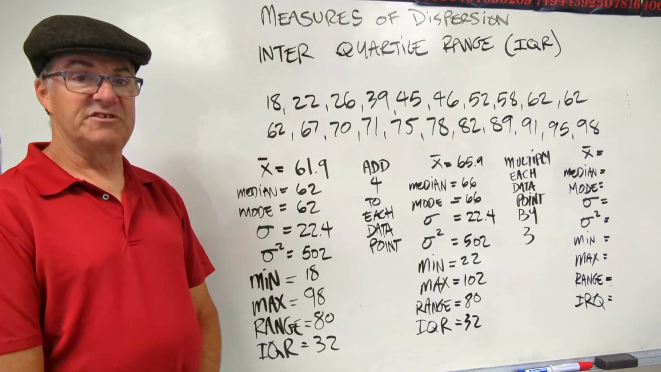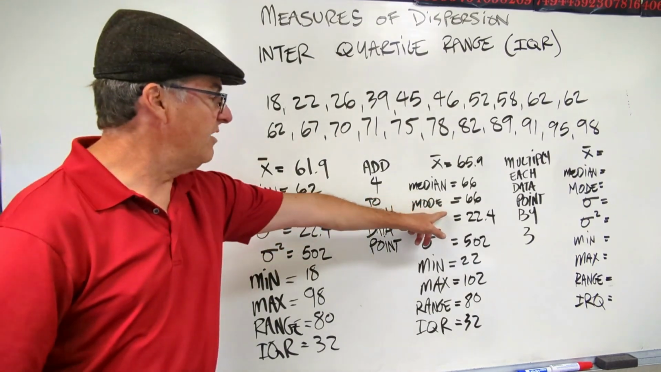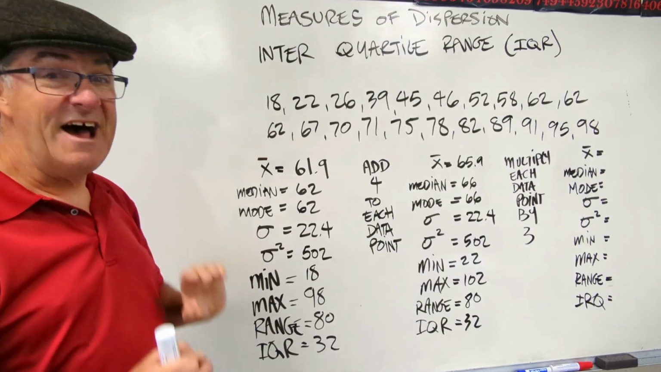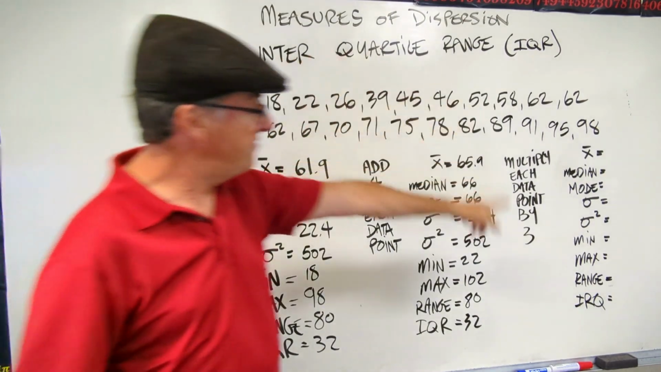One last exercise. Instead of adding 4 to each data point and comparing the new statistics with the original, with this data, now I want you to multiply each data point in here by 3.